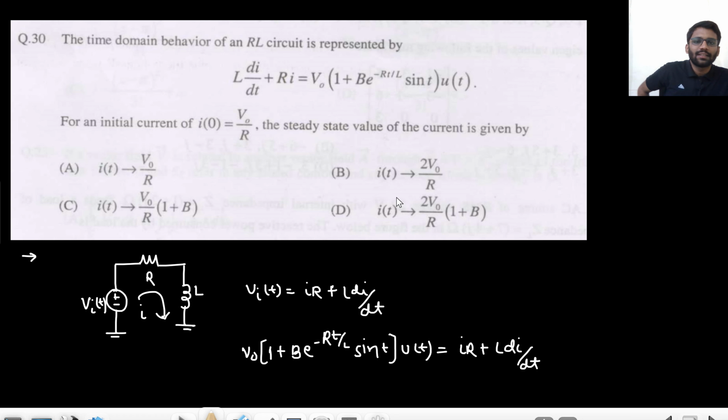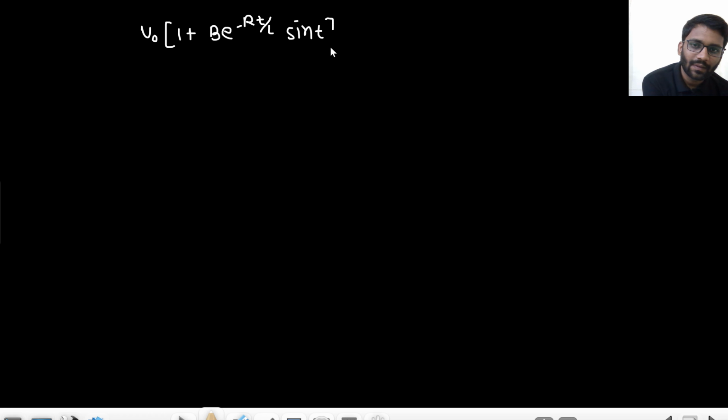Okay. Now what are they asking? They are asking the steady state value of current. You can solve this question by Laplace transform as well. I will solve by Laplace as well, and I will also show how you can solve it quickly. So let's solve by Laplace. So what is my equation? V naught into 1 plus B e to the power minus Rt by L, u(t). But for solving by Laplace, you need to have a very good idea of Laplace transform. Okay, then only you will be able to solve.